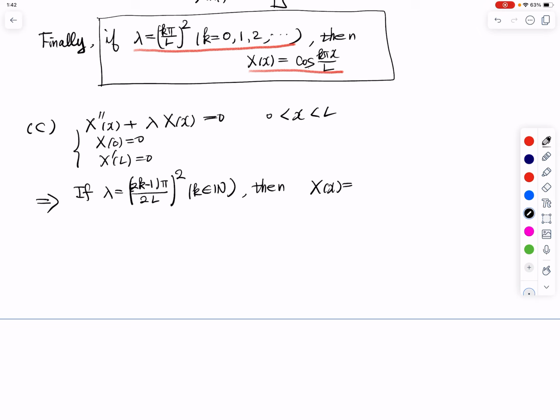I don't write down the constant. Then we have sine of (2k minus 1) pi x over 2L. Okay, this is what we have. You will get this one. Actually, I explained in class. And then the D part: X double prime plus lambda X equals 0, X prime of 0 equals 0, X(L) equals 0.